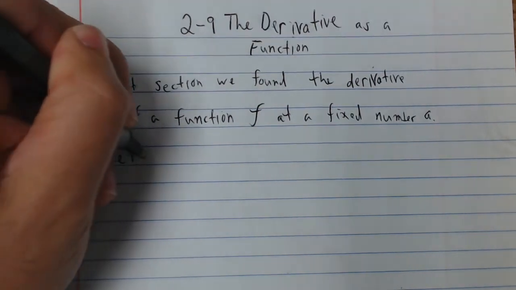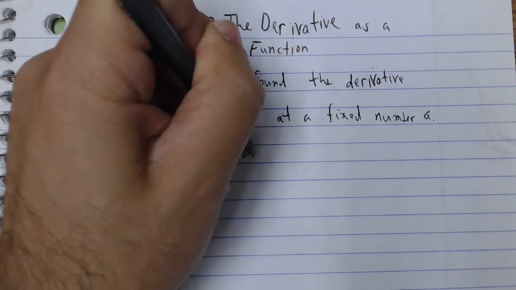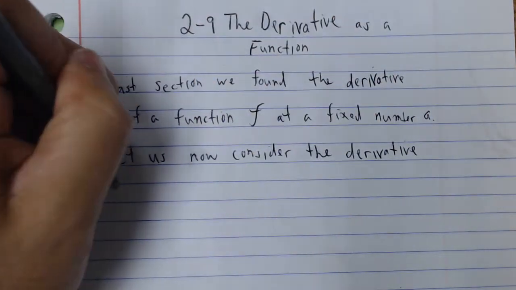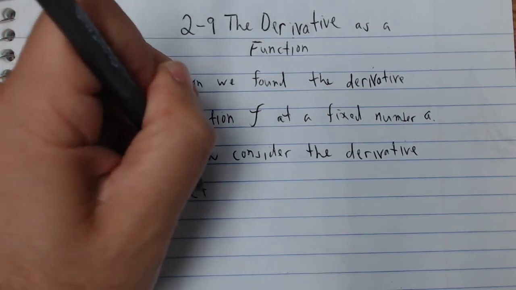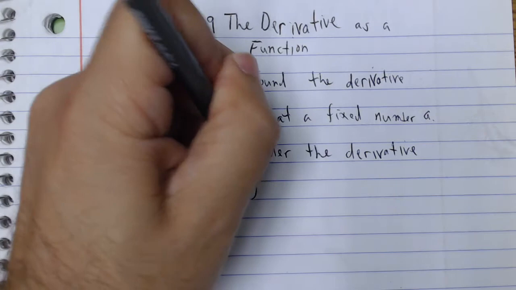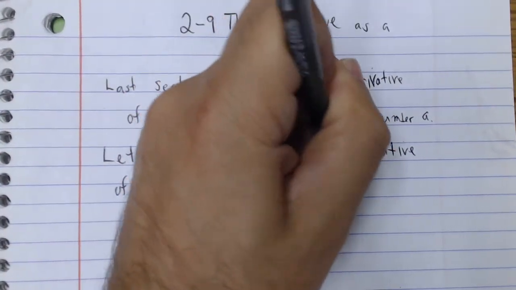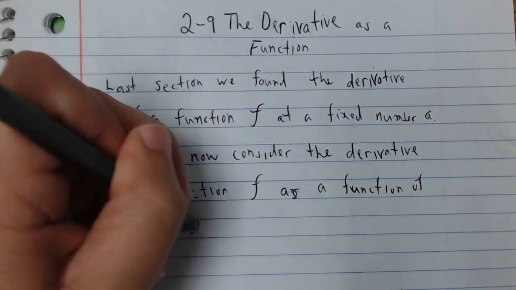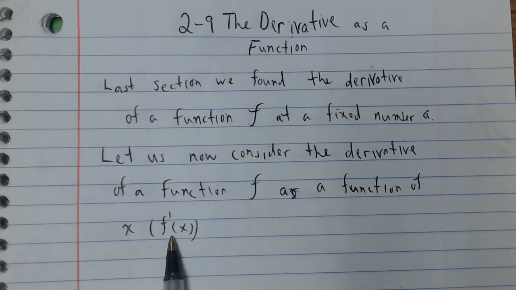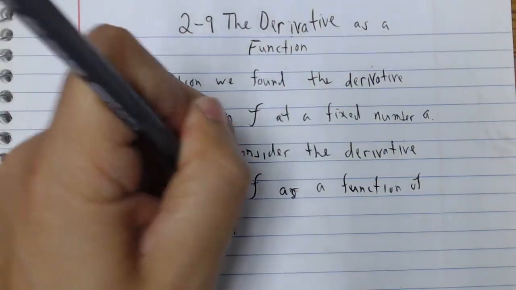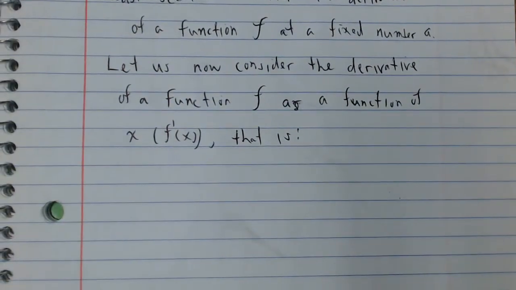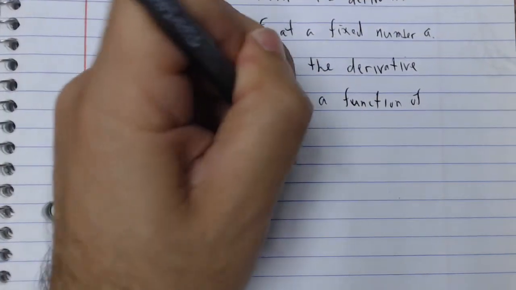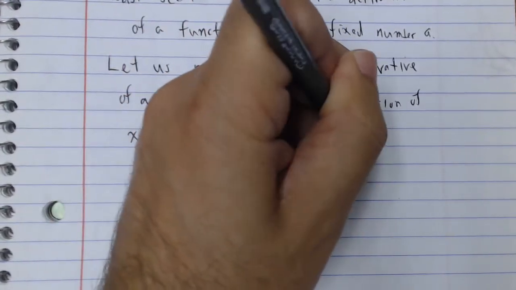So what we're going to do now is consider the derivative of a function f as a function of x. That is, I'm interested in finding f prime of x. If you remember, in the last section we said f prime of a. Now we're going to go into f prime of x, which we define as the limit as h approaches 0 of f of x plus h minus f of x, all over h.